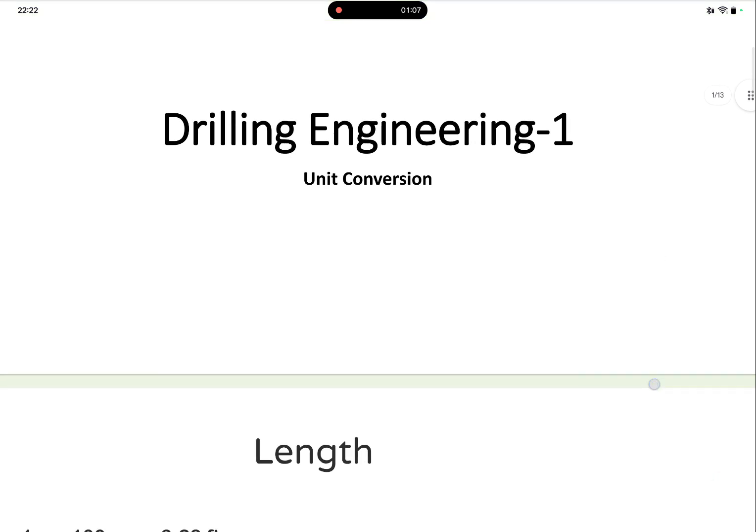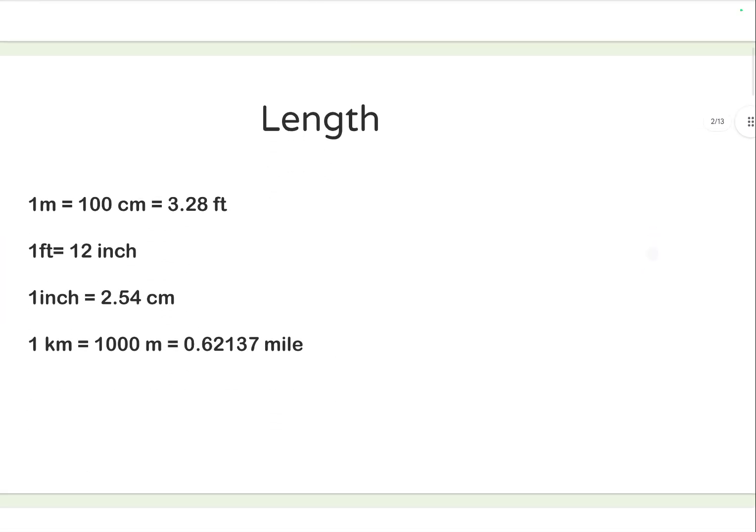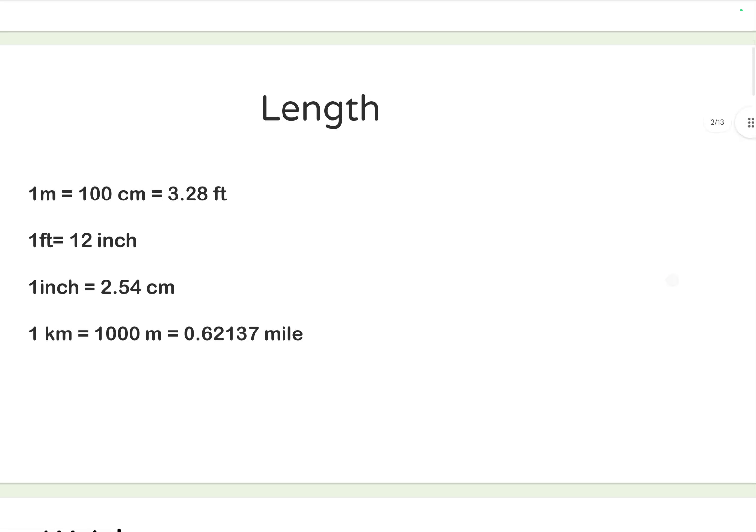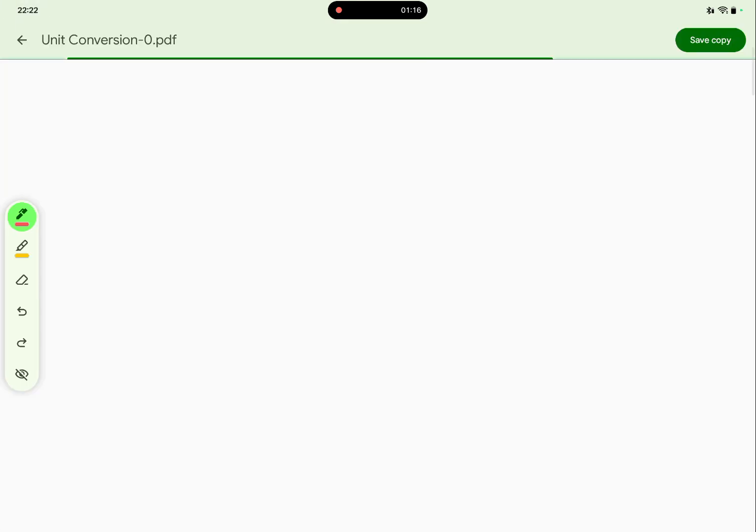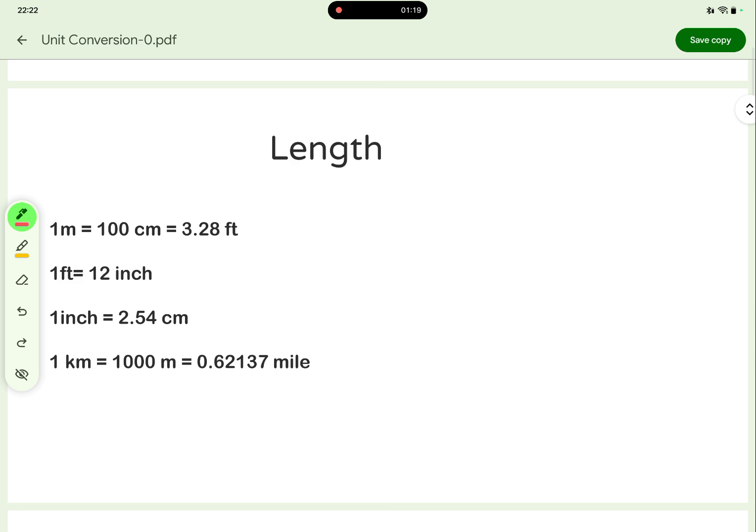Moving to my first slide, the first unit conversion we are going to learn about is length, right? In petroleum engineering, we usually write length in feet. But in SI unit we usually write in meters, and in the CGS unit we usually write in centimeters. So we need to understand how the conversion takes place.